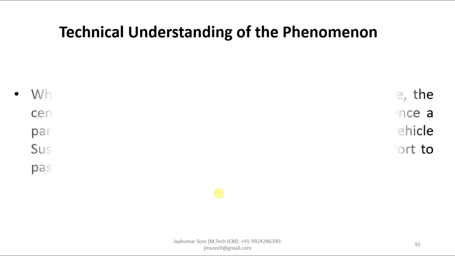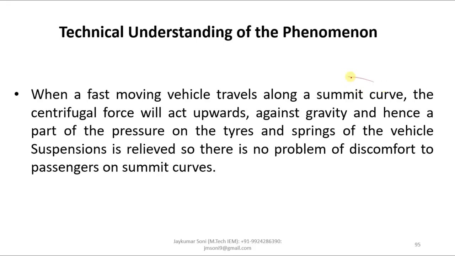When a fast moving vehicle travels along a summit curve, the centrifugal force will act upwards against the gravity. It means if this kind of road is there and the vehicle is traveling on this kind of path, centrifugal force will act upwards in this direction and the gravitational force will act in the downward direction, and hence part of the pressure on the tires and springs of the vehicle's suspension is relieved, so there is no problem of discomfort to the passengers on summit curves.